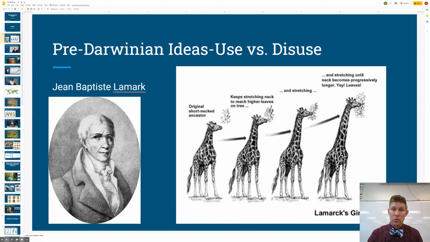Now, one of the people he did study was Jean-Baptiste Lamarck, a French scientist that came up with this little principle called use versus disuse. Now, what Lamarck said was, if you use it, you'll keep it and pass it on to your kids. If you don't use it, you'll lose it, so it won't get passed on to your kids.